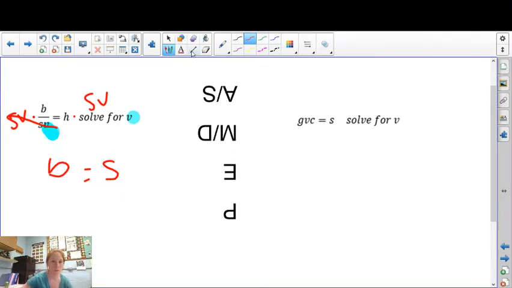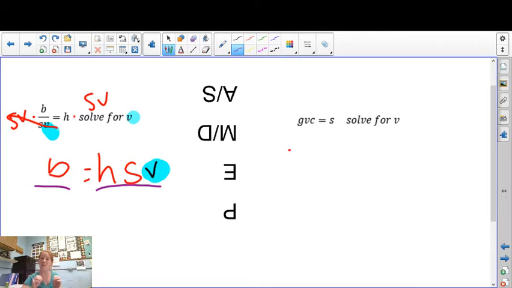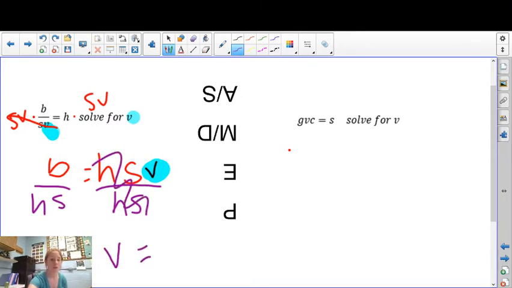Okay, so my S and V are gone, so I'm left with B is equal to H times S times V. Then I'm going to go back and say, okay, I'm looking for the V. There he is. He's got other stuff going on with him, and everything he's hanging out with is together with multiplication. So we're going to undo that multiplication with division. We divide by everything but the V, because we want V to stay on one side by himself. So V is equal to B divided by HS.